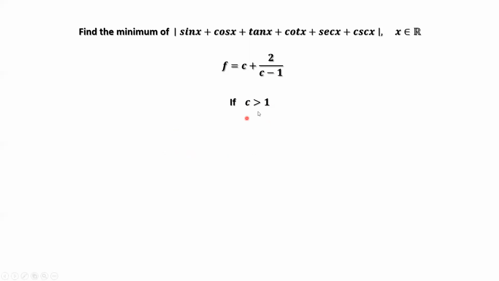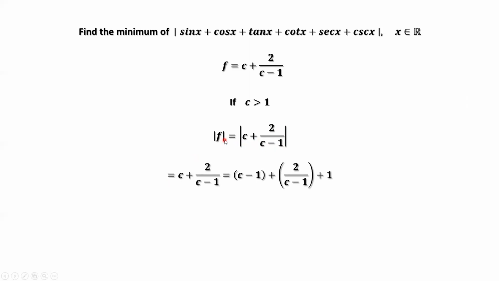If c is bigger than 1, the absolute value of f equals the absolute value of c plus 2 over c minus 1. Because c is bigger than 1, the denominator is positive. The inside part is positive. Therefore, we can directly drop the absolute value sign.